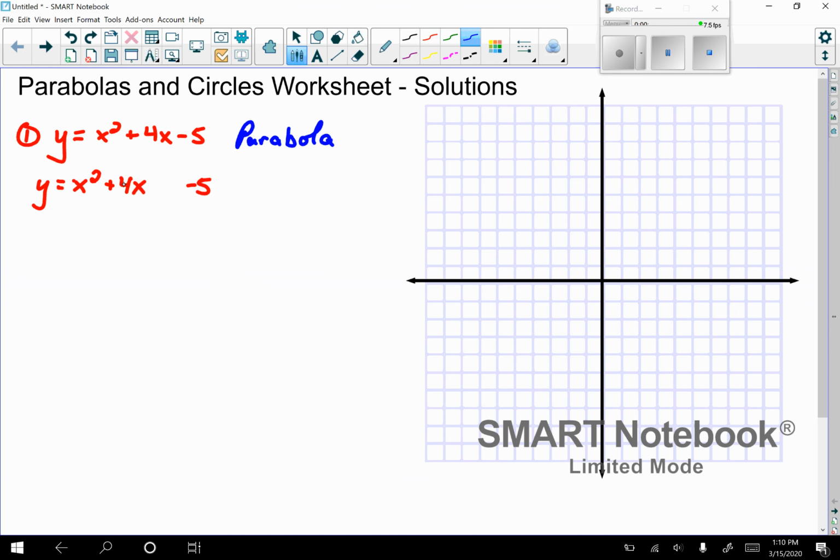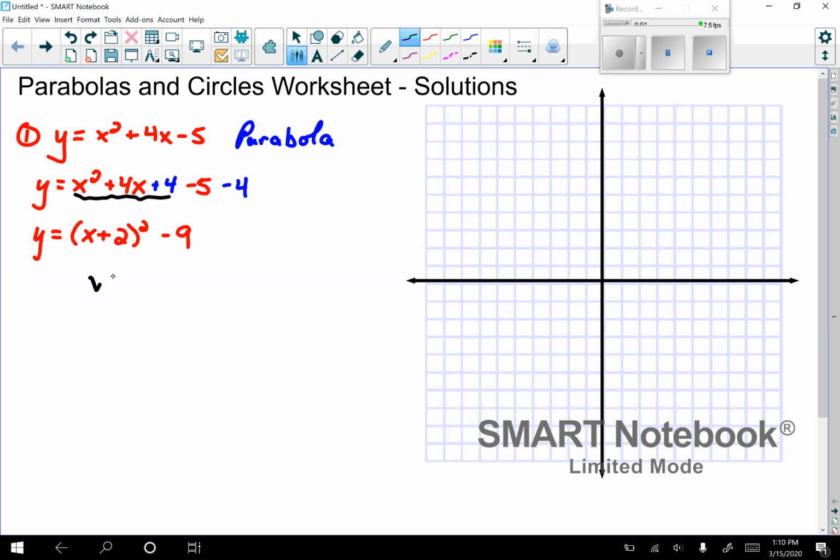So this is where we take half of 4, which is 2. 2 squared is 4. So I'm going to add a 4 here. And because I'm leaving everything on the same side, I need to do the opposite. So I'm going to subtract a 4. For this perfect square trinomial now, we want to factor it into the quantity x plus 2 squared. And then we get our -9 when we combine those last two numbers.